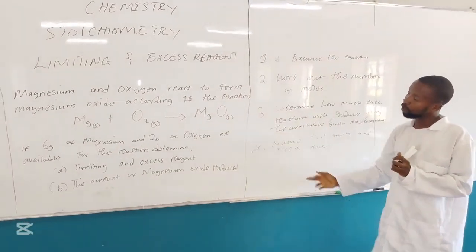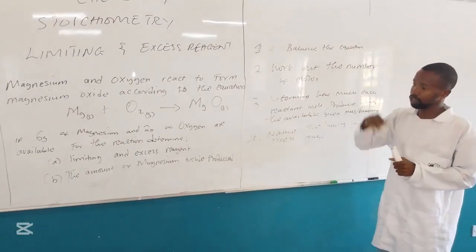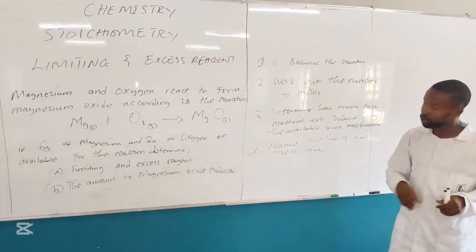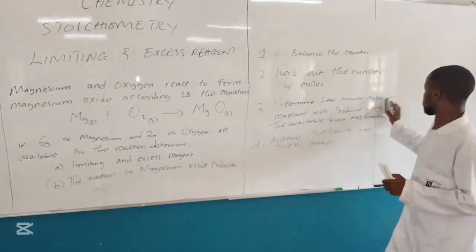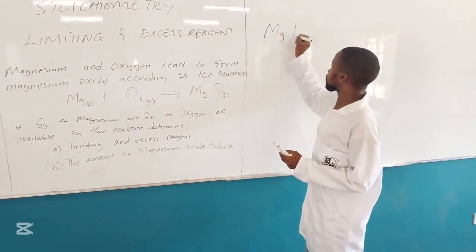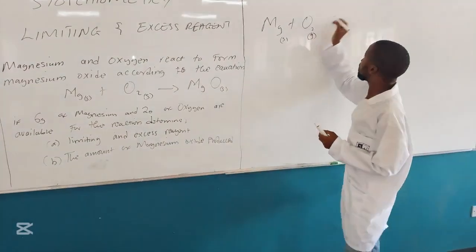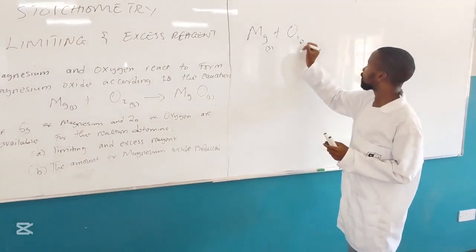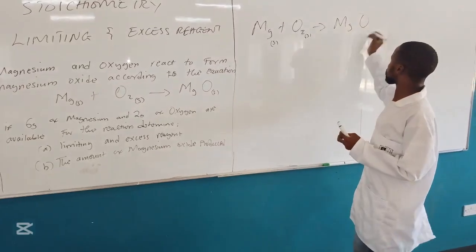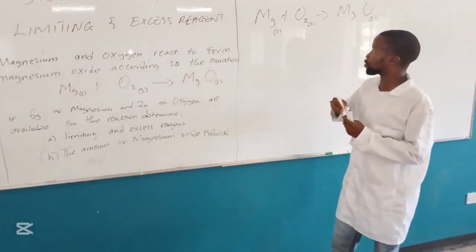So we're going to follow these 4 rules for us to work out the given example. So let's work on that. Given magnesium plus oxygen to produce MgO. What we are required to do first is to balance the equation.